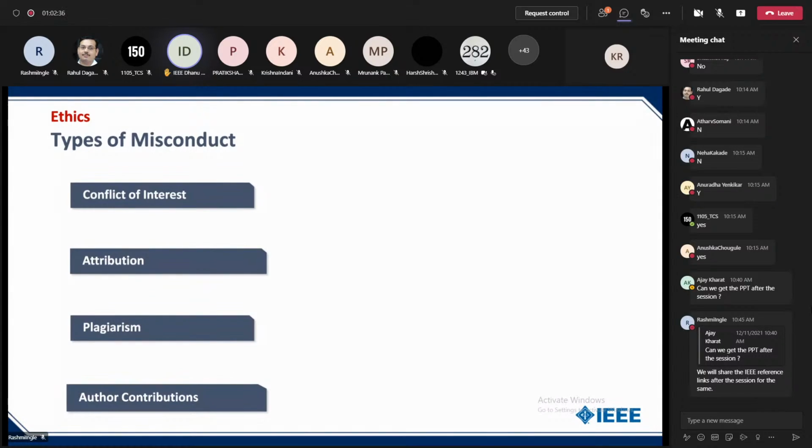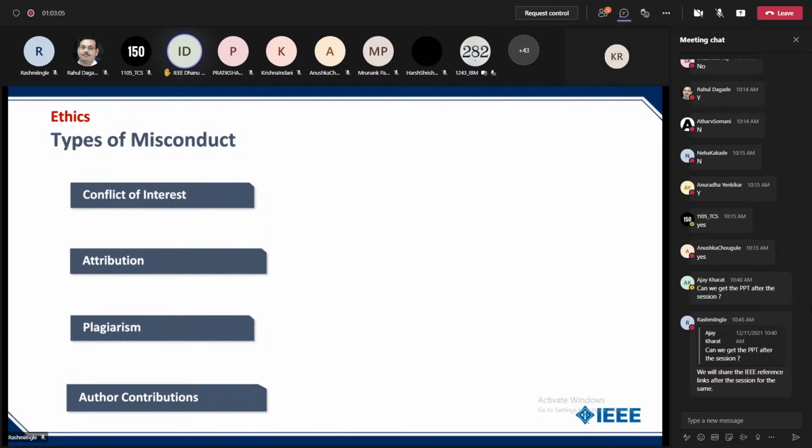Attribution is very important. We need to really attribute to the source of the article. If you've used an equation, or a methodology, or an image, or maybe a phrase, or even a couple of lines from an article, it's very important to attribute to the original author.